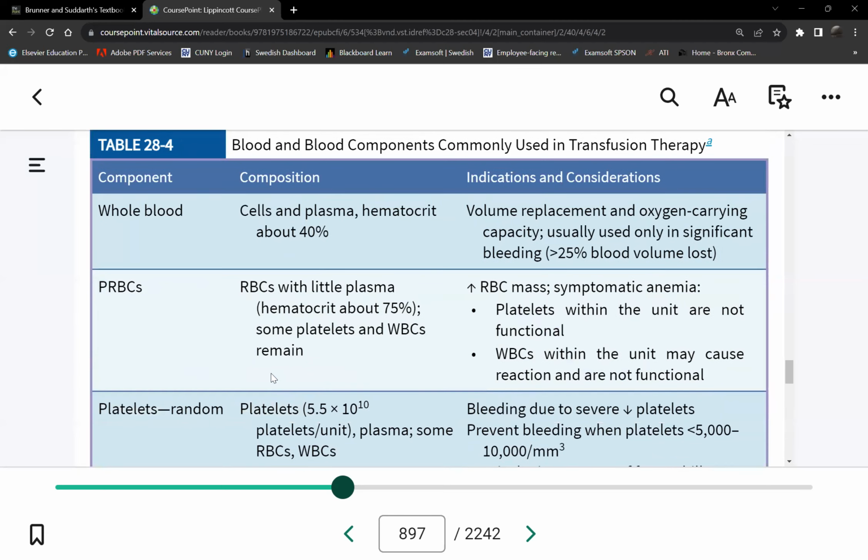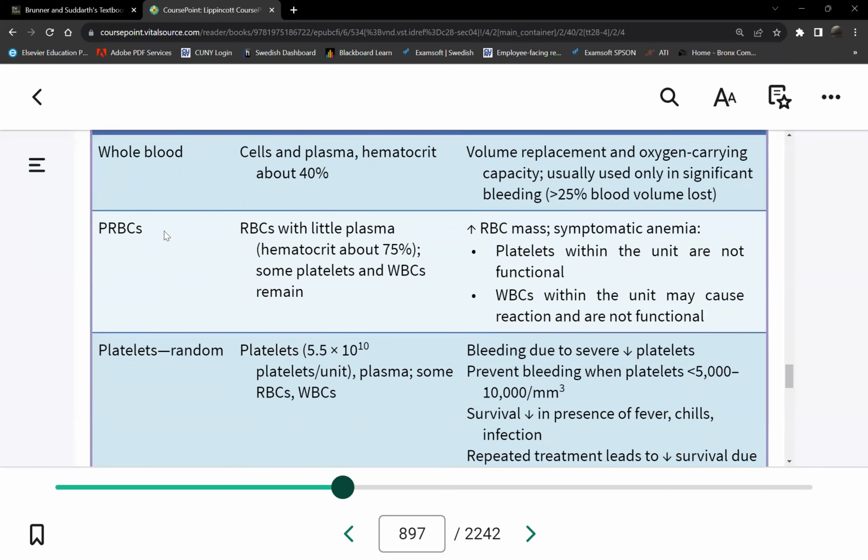Okay, so how do you answer the question? So here are the indications. The key to remembering the indication is quite simple. If you know what's in that bag of blood, then you know who gets it. So let's start with packed red blood cells. What's in that pack of red blood cells? What's in there?